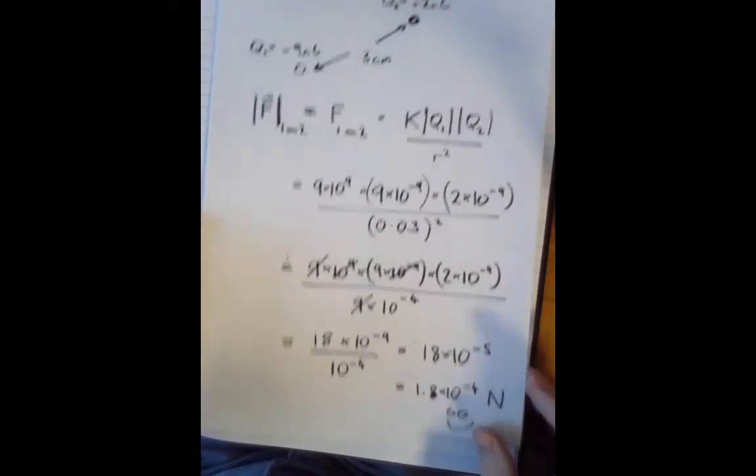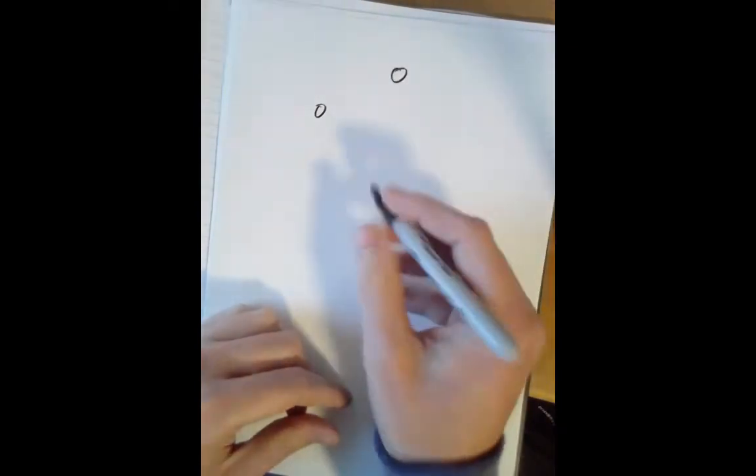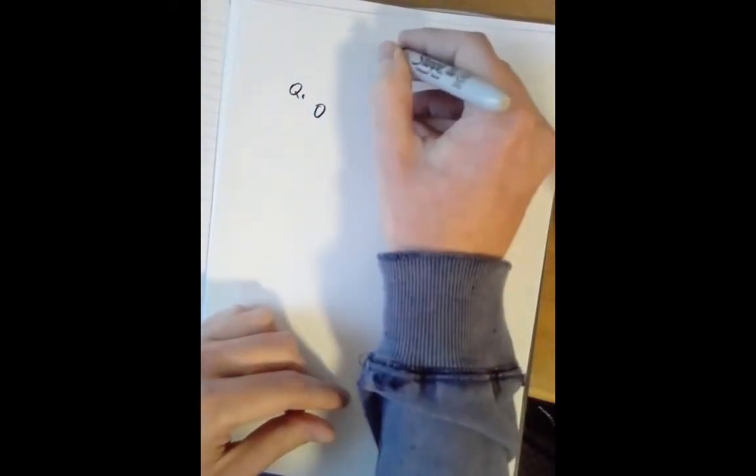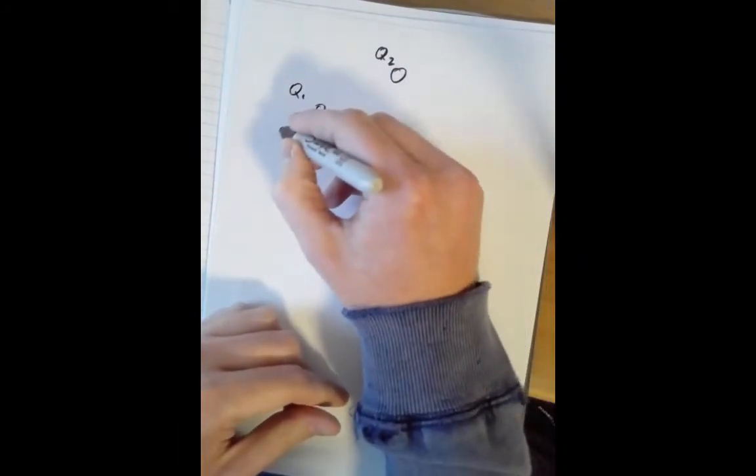Okay, now you've got the magnitude of the force, you need to deal with the direction of the force. Well, remember Coulomb's law says, firstly, that if this is Q1, this is Q2, the force acts along a direction.